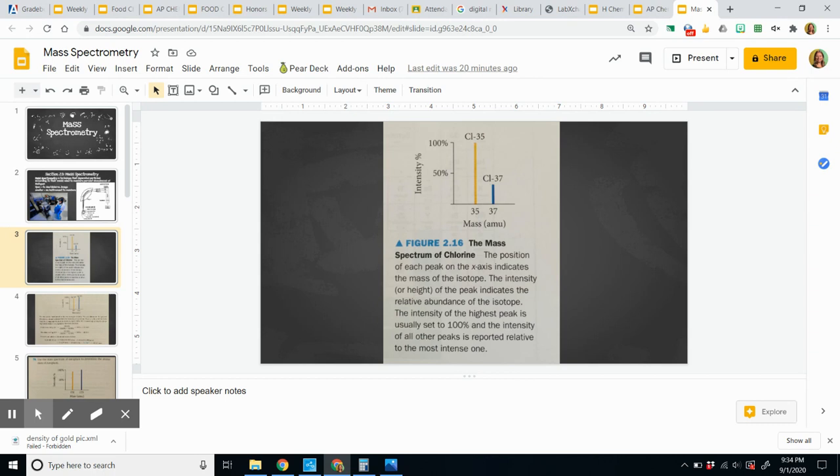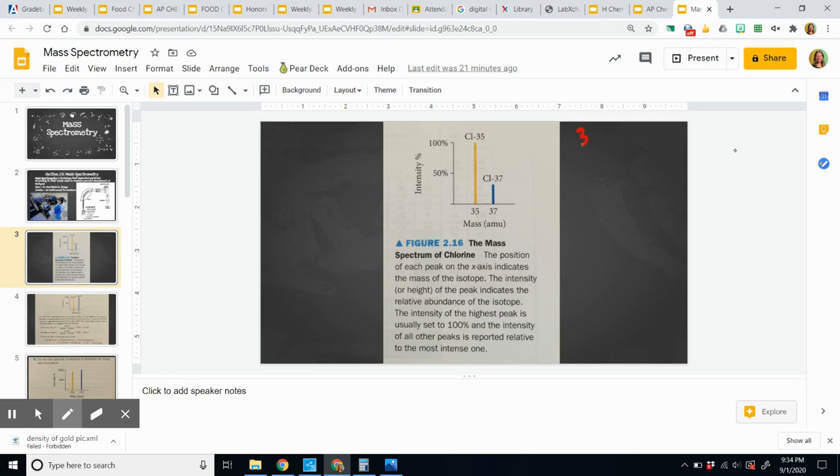Okay, here we have the mass spectrum of chlorine, and the position of each peak on the x-axis indicates the mass of the isotope. The intensity or height of the peak indicates the relative abundance of the isotope. The intensity of the highest peak is usually set to 100%, and the intensity of all the other peaks is reported relative to the most intense one. So we are going to go over how you would calculate the percent abundance of each isotope.